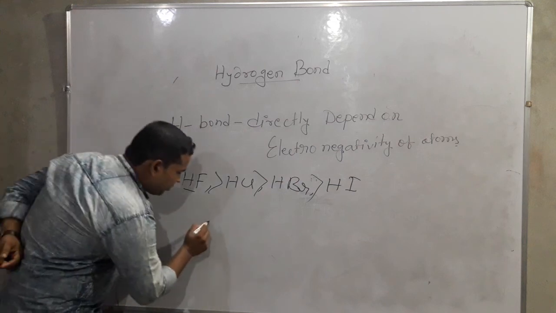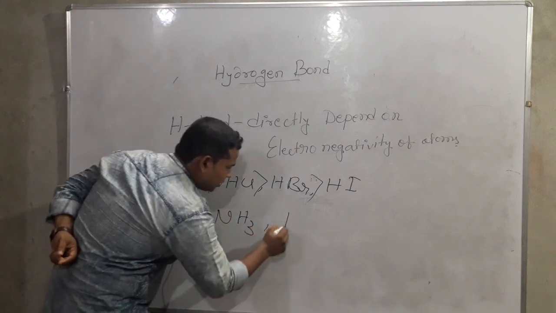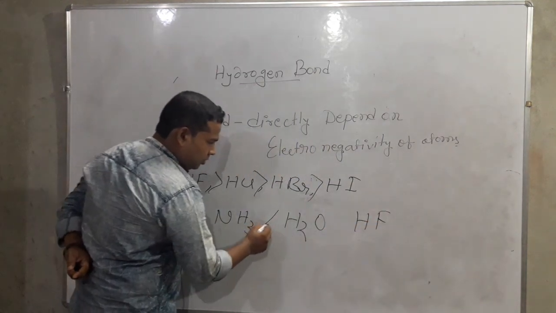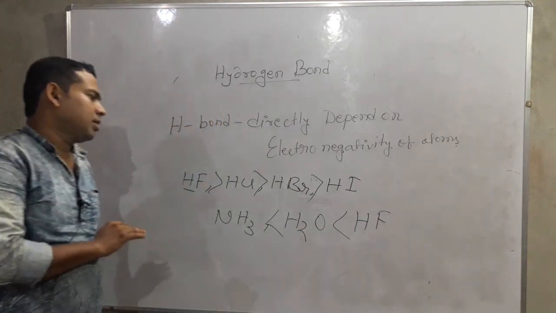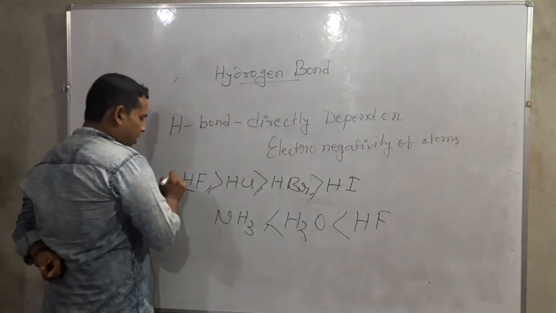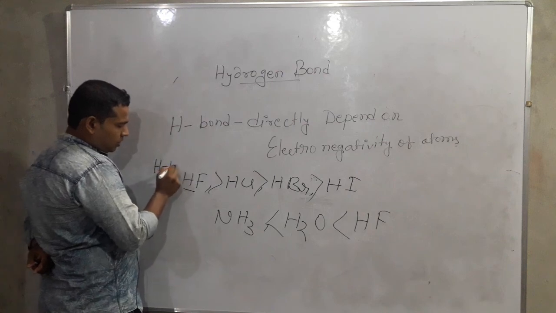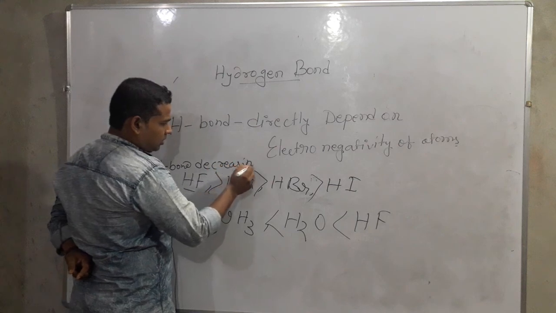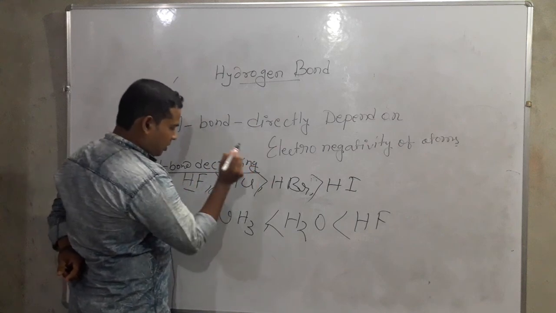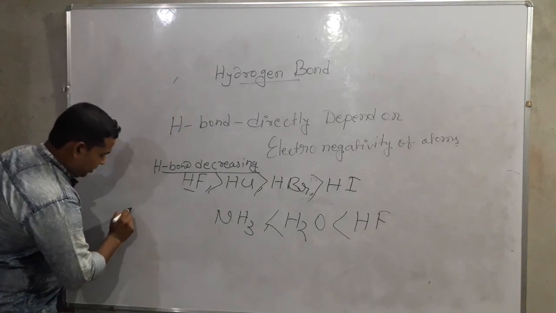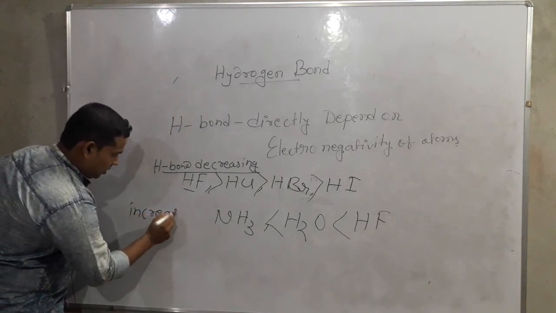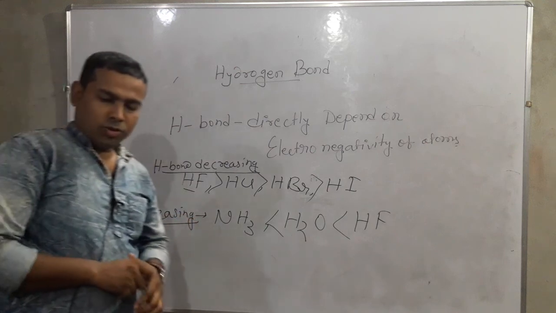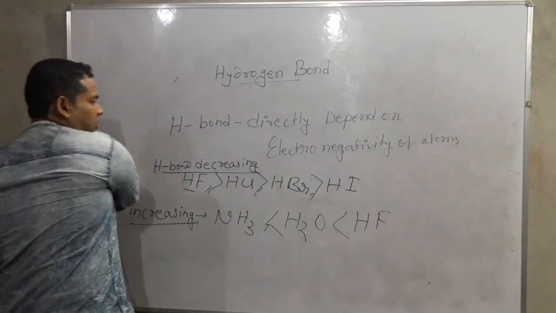Clear? Another example, NH3, H2O, and HF. So nitrogen is less electronegative than oxygen, then fluorine is more electronegative than oxygen. So this is the hydrogen bonding, H bond, decreasing order, or this one is increasing order. Clear?